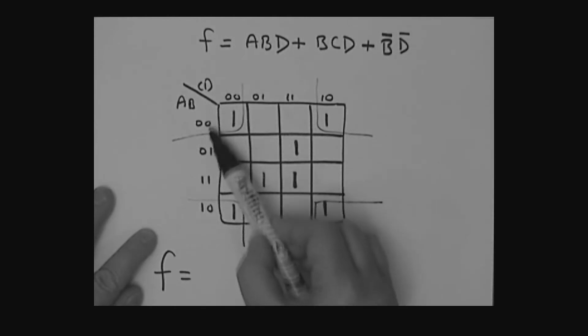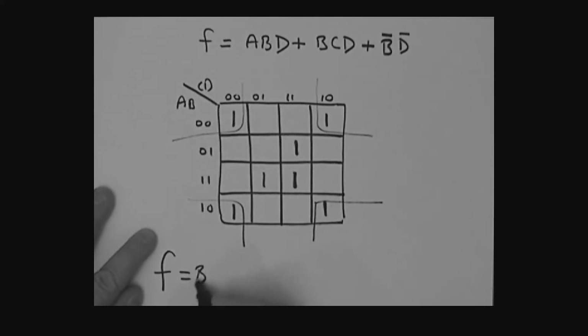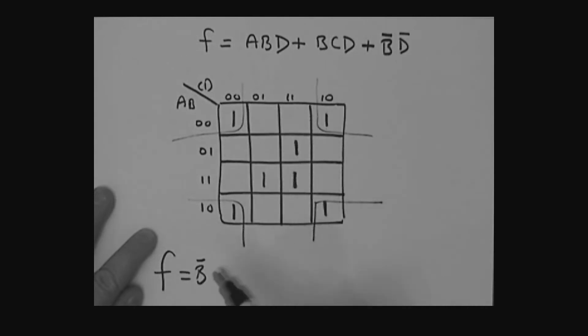But once again, if I'm looking vertically here, what doesn't change? B bar doesn't change, so you write that down. As I look from here to here, what variable doesn't change? Well, it's D bar doesn't change. Okay, fair enough. All right.